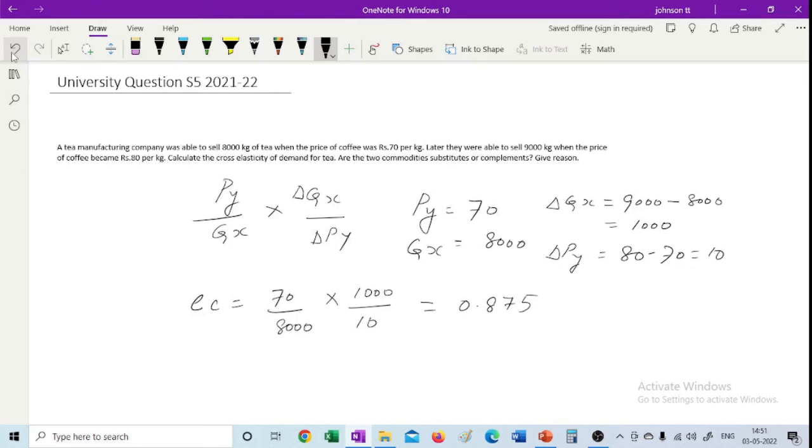Here they have asked whether they are substitutes or complements. So we say these are substitutes. And the reason is that the cross elasticity of demand is positive. So that much explanation we have to write.